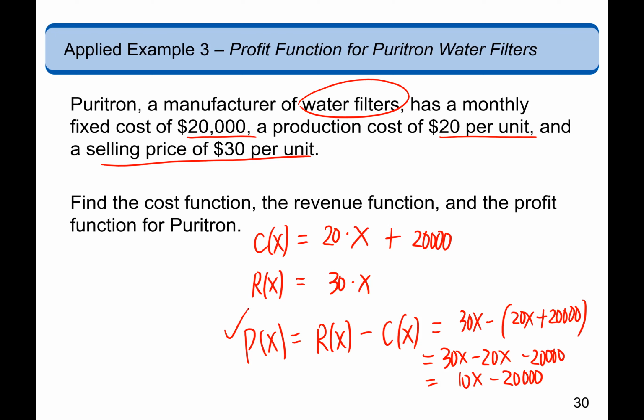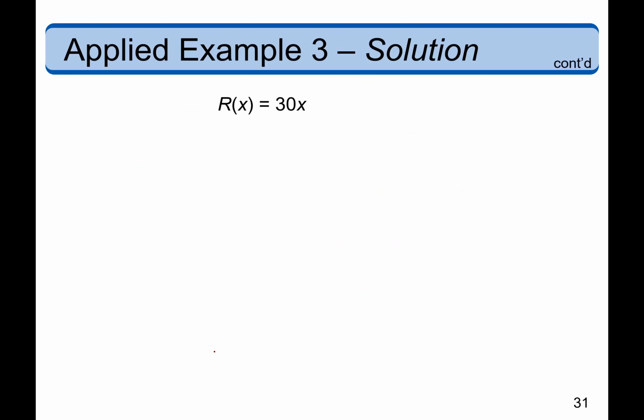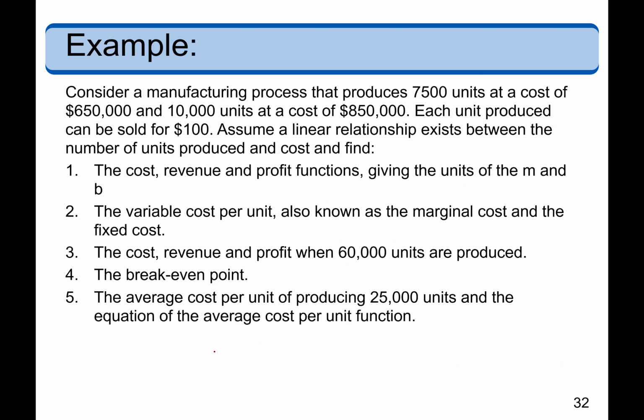For the cost function, the slope M is 20 and the y-intercept is 0, right? For the revenue function, the slope is 30 and the y-intercept B is 0. And for the profit function, the slope M is 10 and the y-intercept B is negative 20,000. If you want to graph all three of them, you can do that. We figured out all three different functions here. Again, this is the detailed work. Any question on this specific example?